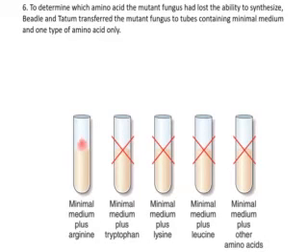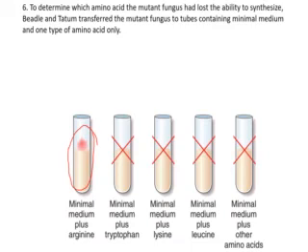Next, to determine which amino acid the mutant fungus had lost the ability to synthesize, Beadle and Tatum transferred the mutant fungus to tubes containing minimal medium with only one type of amino acid. There were 20 types of amino acids, right? So every test tube had minimal medium with only one type of amino acid, and then they inserted the mutated Neurospora.